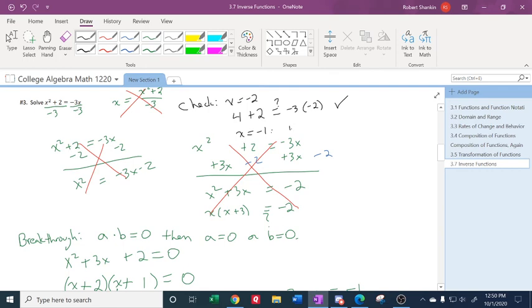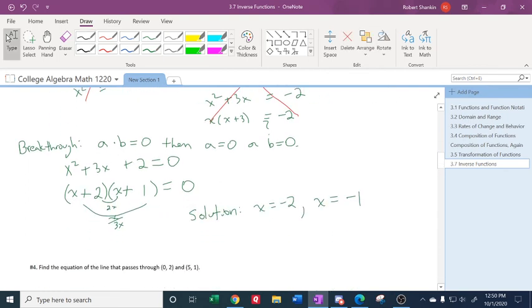And the same thing with negative 1. If I plug in that, I get 1 plus 2. Does that equal negative 3 times negative 1? And yes, that gives you the correct answer.